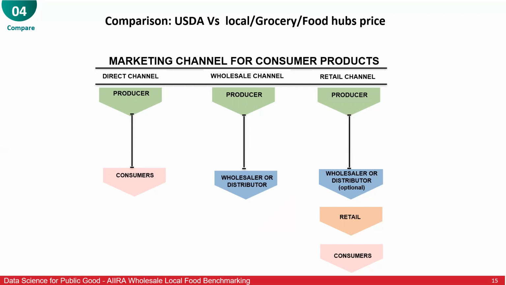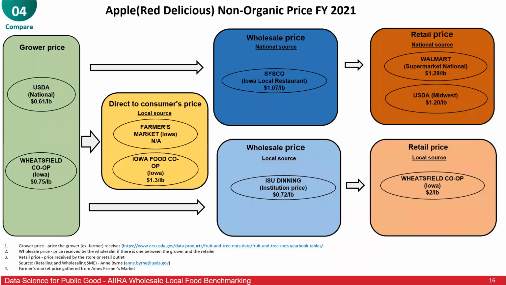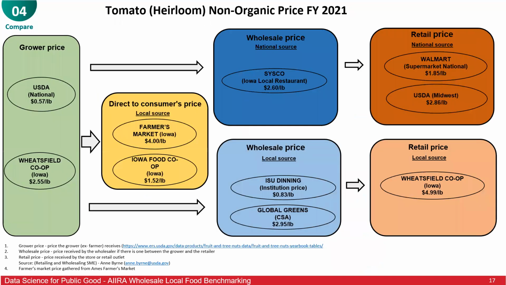And then we have our retail channel, which is producer, then it goes to a wholesaler sometimes, and then it goes to retail, and then it goes to the consumer. An example of this would be Hy-Vee or the Wheatsfield Co-op. Now, we've made this diagram for all 5 of our commodities. I'm gonna go over this one right here, the tomato one. And these are all average prices from 2021. And we took the average because we had limited data.